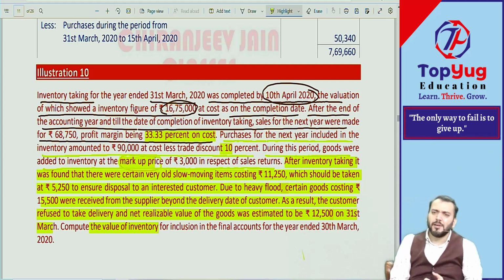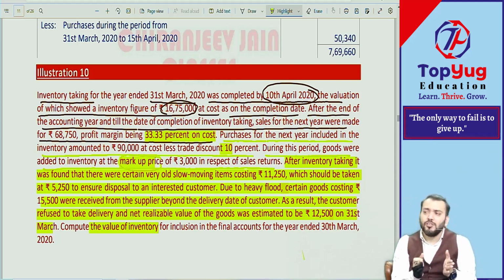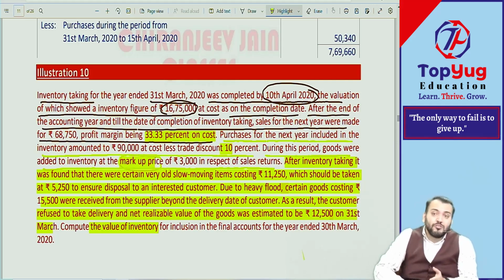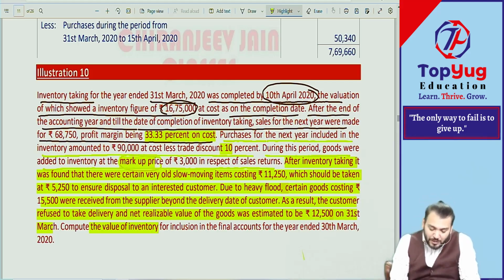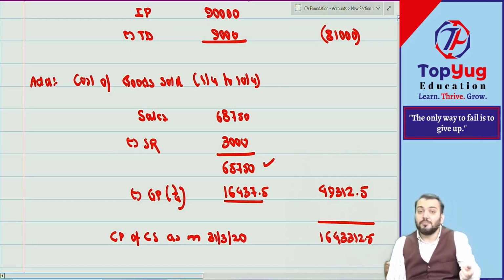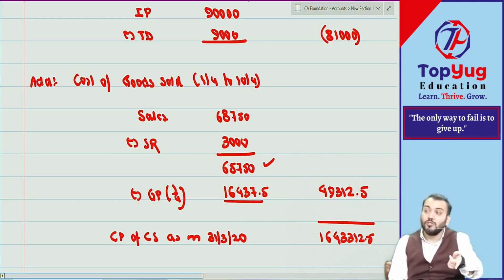It might happen that there are some goods for which NRV is lower than cost price. If NRV is lower than cost price, should we consider cost price or NRV? NRV. This too you have understood. Right now this is the cost price of closing stock, but for some goods NRV is lower than cost price. So for those goods we should take what? NRV, not cost price. This much you have understood.